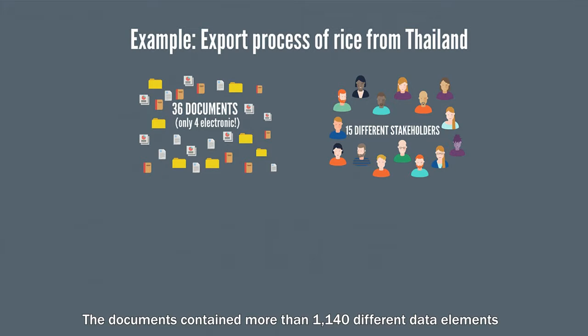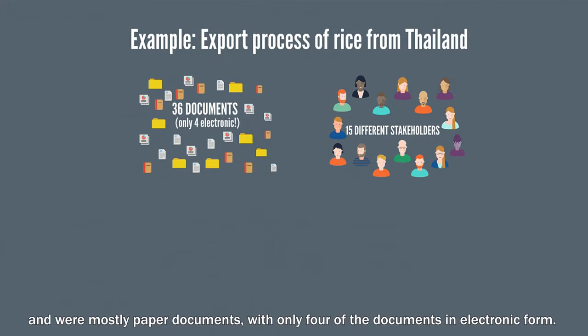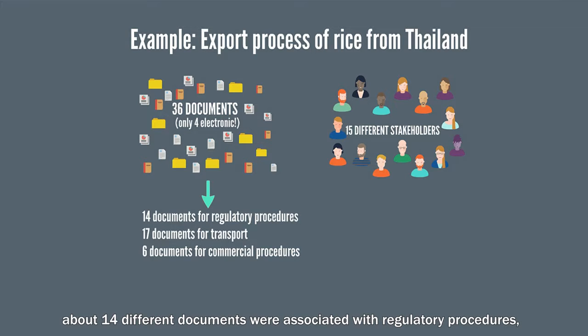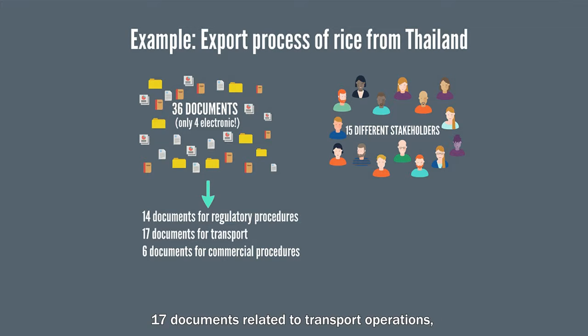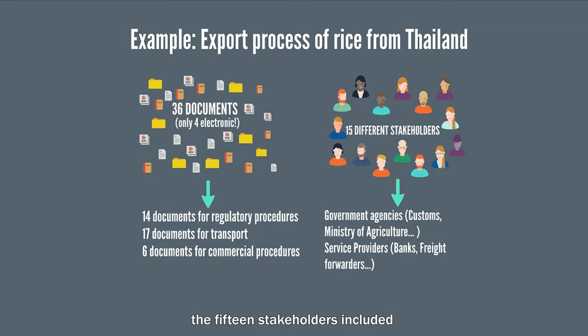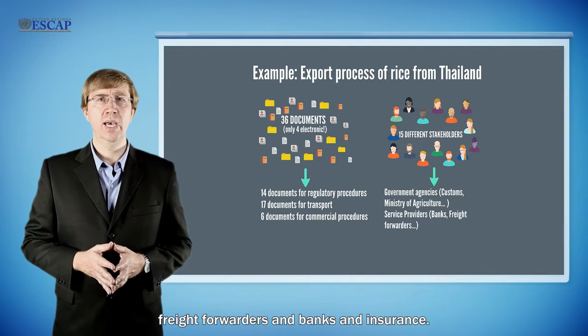stakeholders. The documents contained more than 1,140 different data elements and were mostly paper documents, with only 4 of the documents in electronic form. Of the 36 documents, about 14 different documents were associated with regulatory procedures, 17 documents related to transport operations, and 6 documents related to commercial and financial procedures. The 15 stakeholders included customs, as well as many other government agencies, but also private service providers such as shippers, freight forwarders, and banks and insurance.